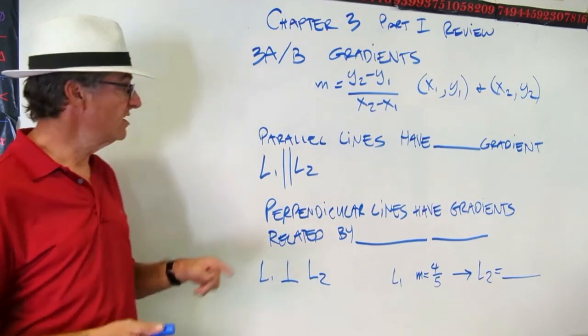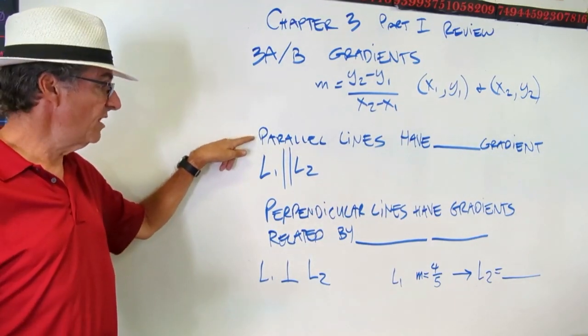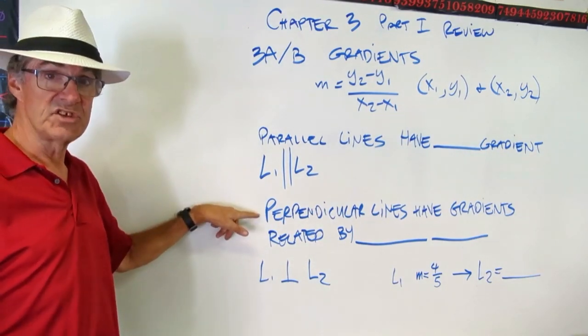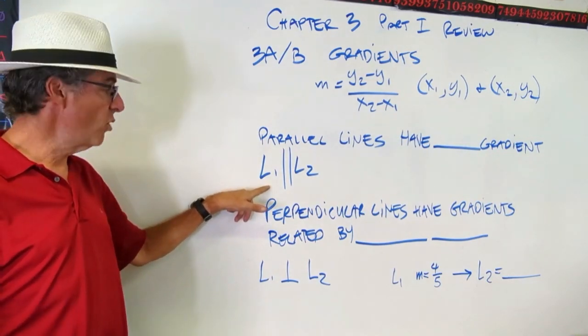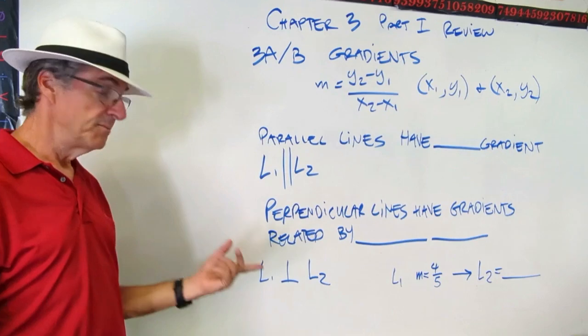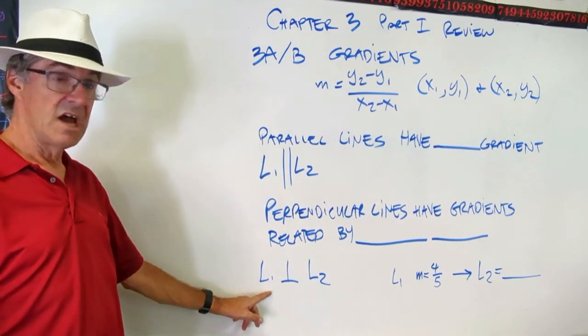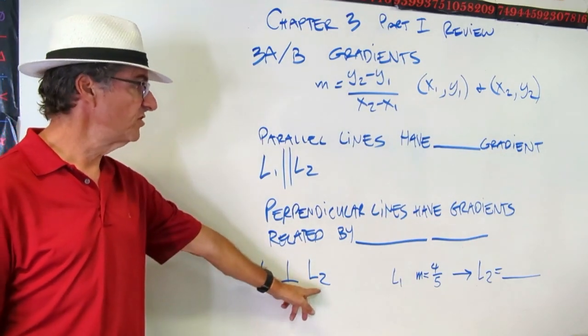But we finished up by taking a look at a couple special cases, parallel lines and perpendicular lines. First off, the notation. Parallel lines are indicated this way. This says line 1 is parallel to line 2, and perpendicular lines are indicated this way. Line 1 is perpendicular to line 2.